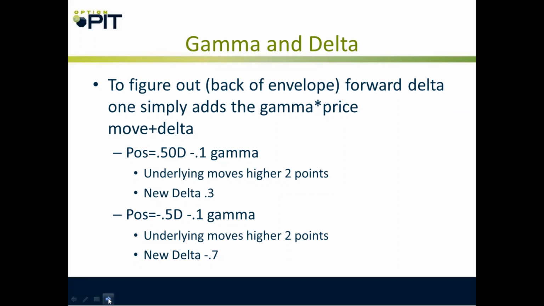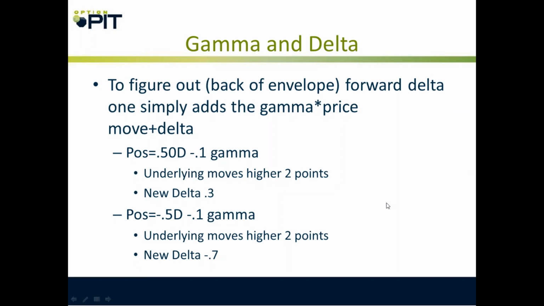All right. Now, here's position 2. My delta is negative 0.5, and I'm negative 0.1 gamma. Underlying moves 2 points higher. My delta is now negative 0.7. All right. One clear thing. Is the sign of gamma and the sign of delta related in any way, shape, or form? You mean always sell premium when IV is high? No, I do not. No, they are completely unrelated.